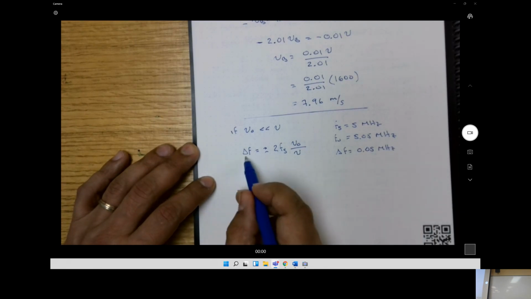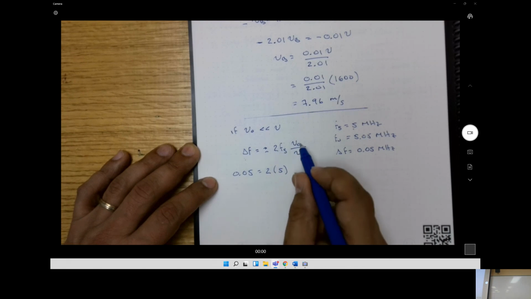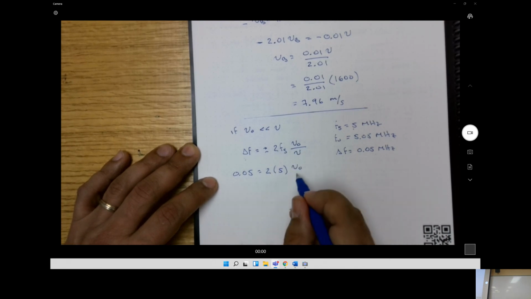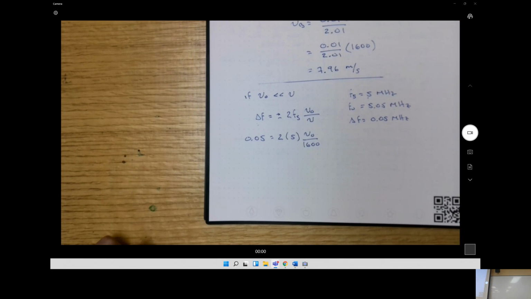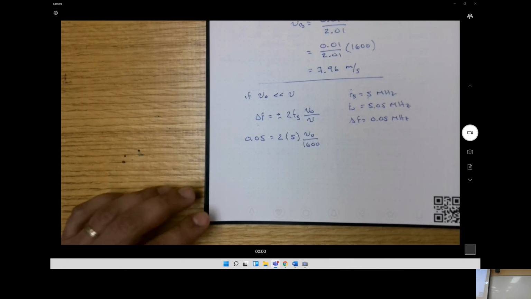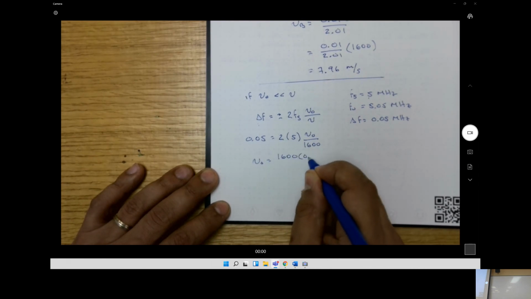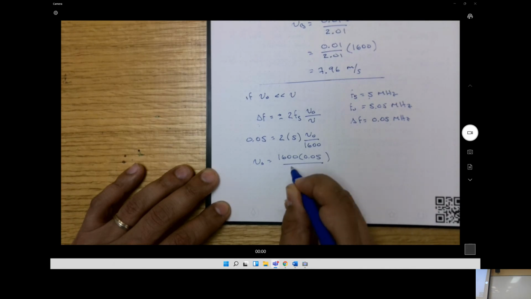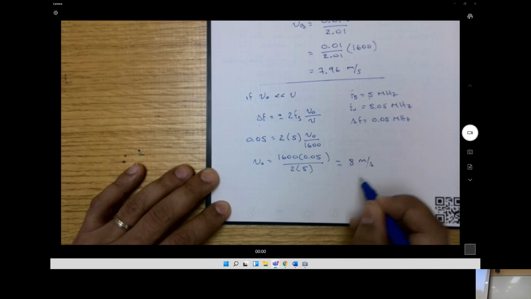Okay, so this is going to be over here. So I'm going to have 0.005. That's going to be equal to 2 times the frequency of the source, which is going to be 5 megahertz. V naught is the one that I want to find out, and V is the velocity of the sound in the medium. Okay, so from there I can find the velocity of the object. And this will be 8 meters per second.